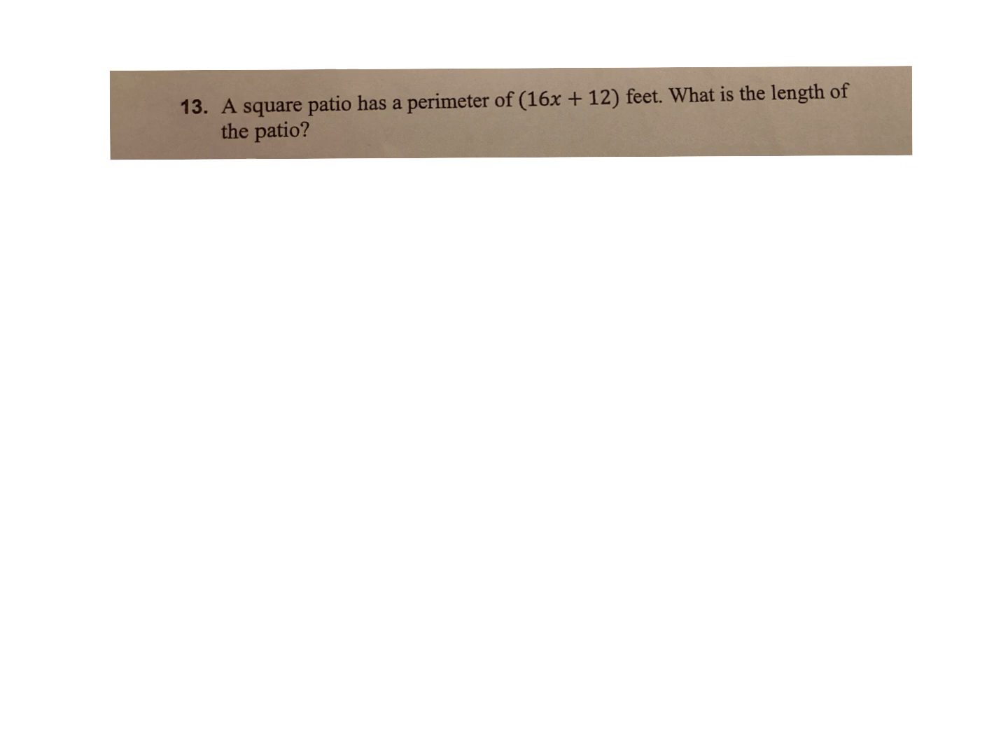Number 13, a square patio has a perimeter. Now, I like a square patio because that means each side is the same and there's 4 sides. So I'm going to take my 16x plus 12, that's the total perimeter. I'm going to divide it by 4, divide by 4.